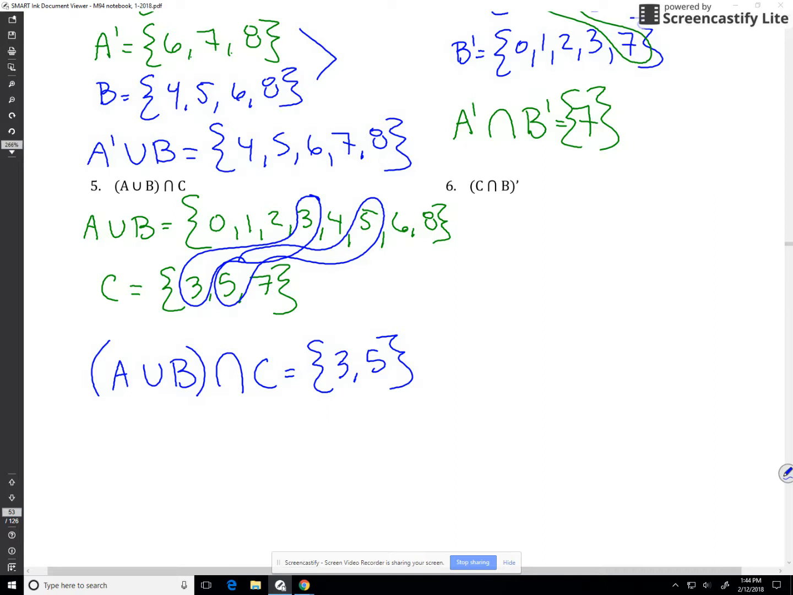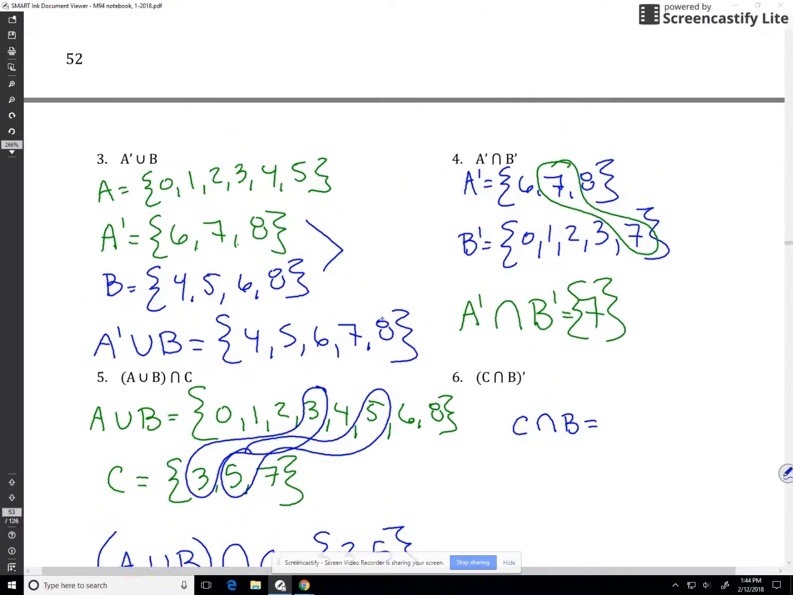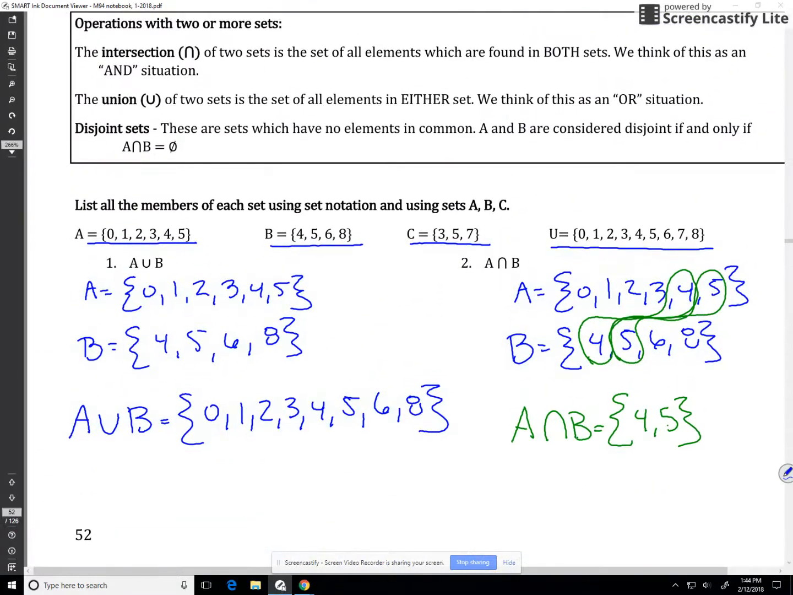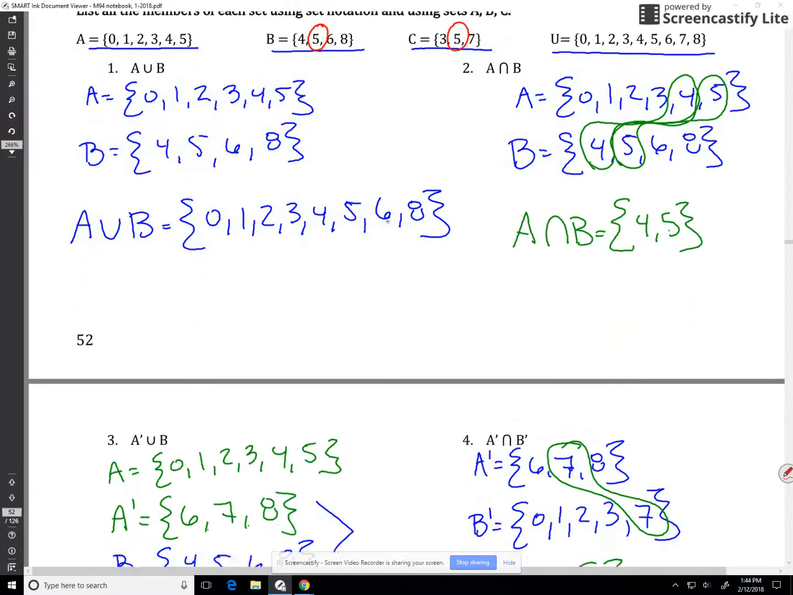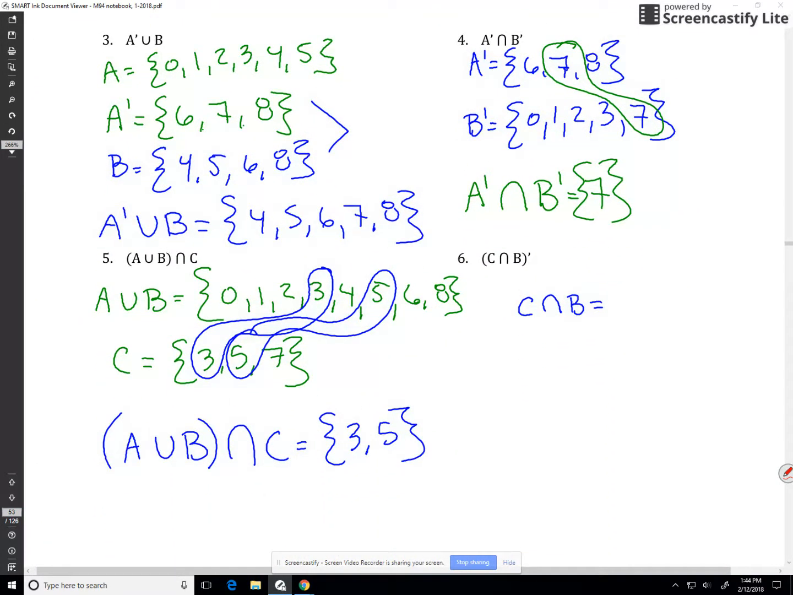Okay, number 6 is our last one. It says C intersect B complement. So again, what I need to do first here is find where C intersects B. Well, if we go back to our list, we see that C is 3, 5, and 7. B is 4, 5, 6, and 8. So the only value that is common to both is actually 5. So C intersect B is going to give us 5.